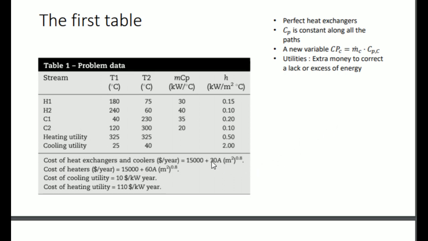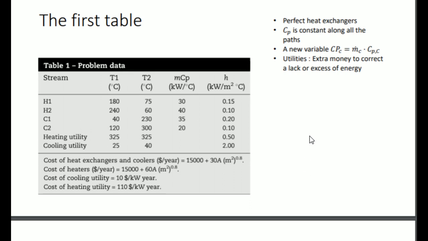One can also notice that we have a problem for costs. I will explain it a bit in depth later, but the cost of heaters and coolers is a function of surface. The cost of cooling utilities is in dollars per kilowatt per year, and same for heating utilities.